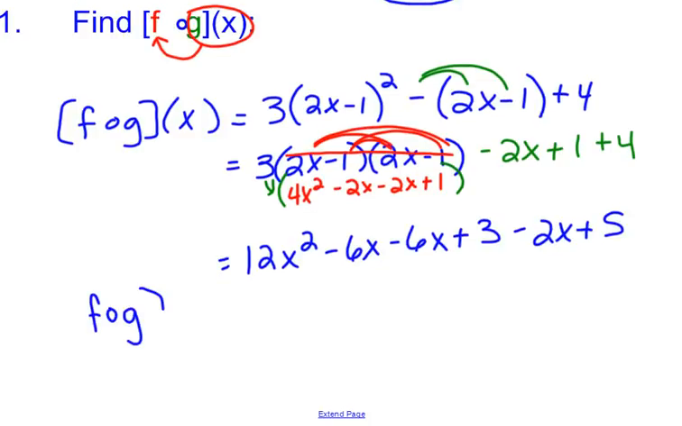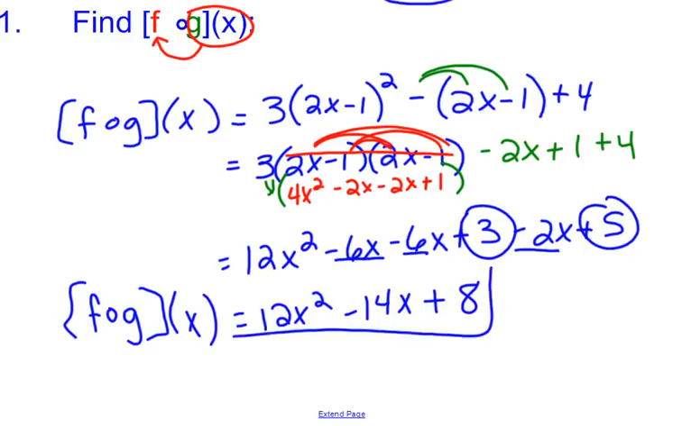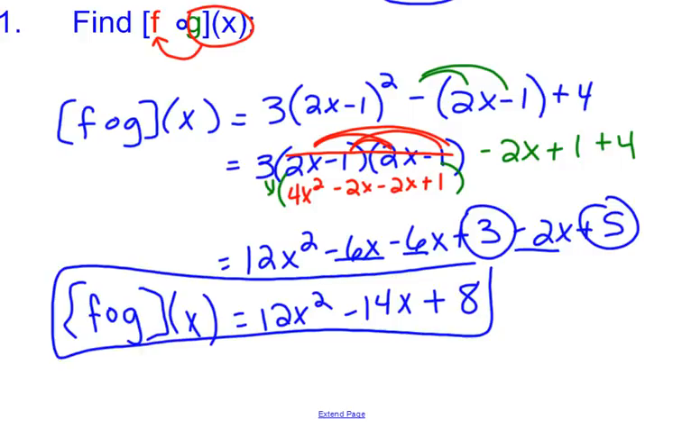f of g of x equals, and I'm going to combine like terms here. So I'd get 12x squared, negative 6x, negative 6x, negative 2 would be negative 14x, and then 3 plus 5 would give me 8. So my answers aren't going to have numbers in them because I was substituting one equation with variables into another, but this is what f of g of x is.